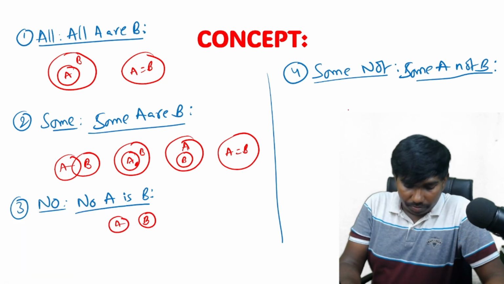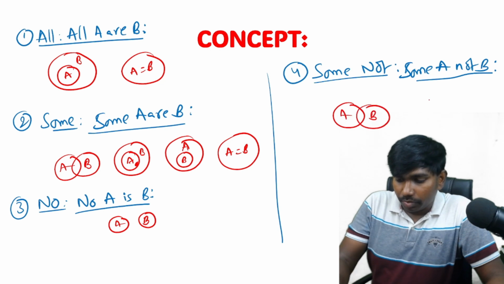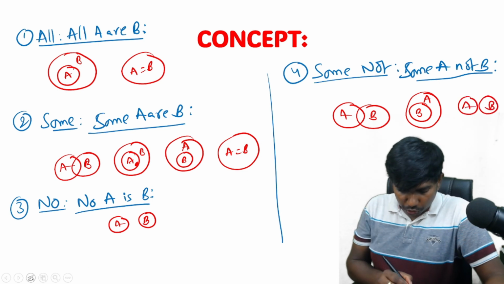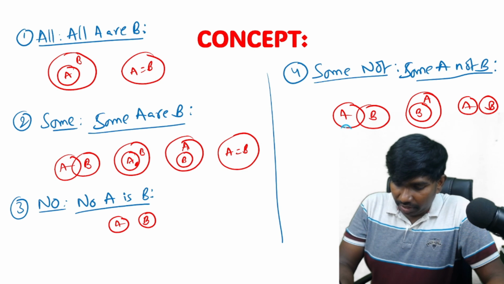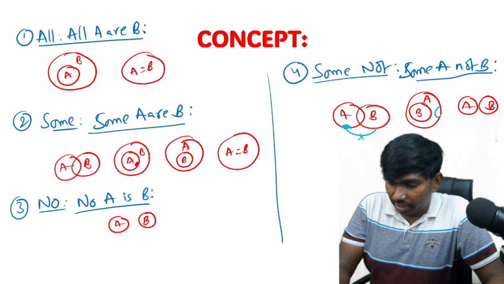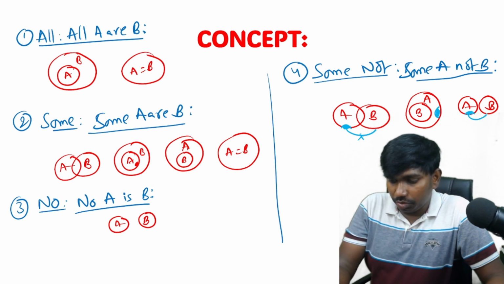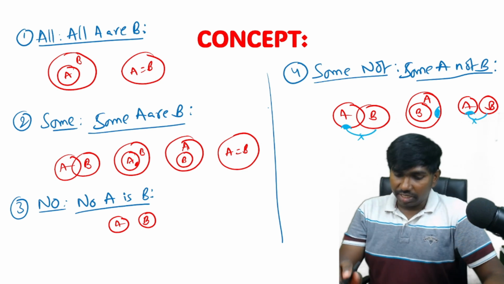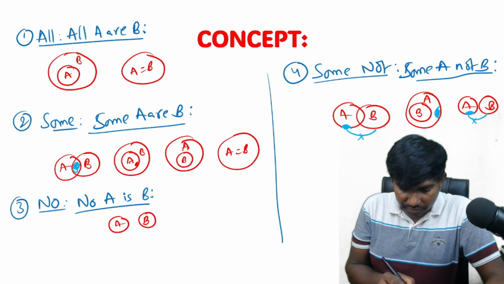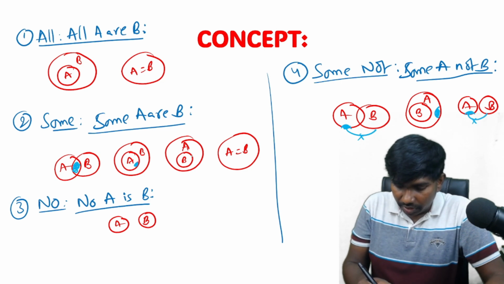Yes, one is this one, some A not B, and another is this one, some A not B, and one more is this one, some A not B. So show me the regions where it is. This part of A is not B, correct? Next, this part of A is not B, not inside B, and this part of A is not belonging to B, right? So these are the three possible diagrams for this some not. And for some, this is the region we have, and here this is the region we have, and here also this is the region we have, and here this is the region.